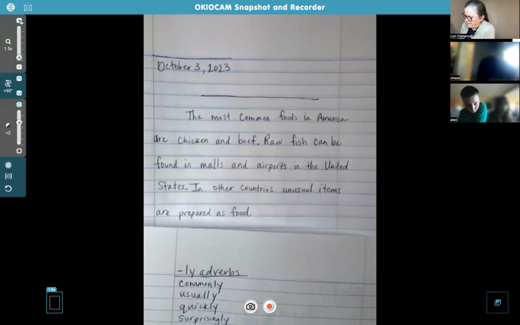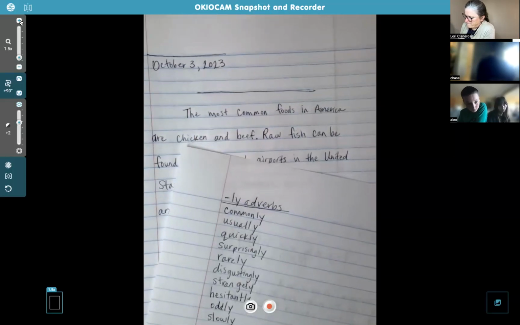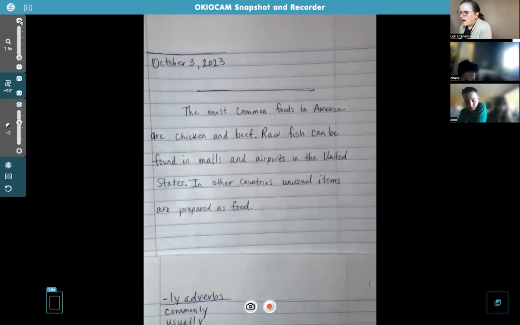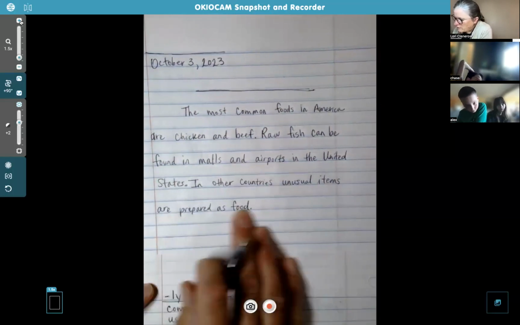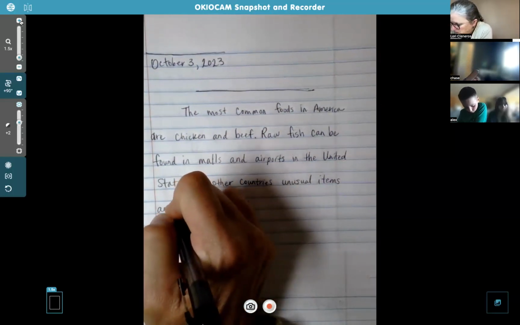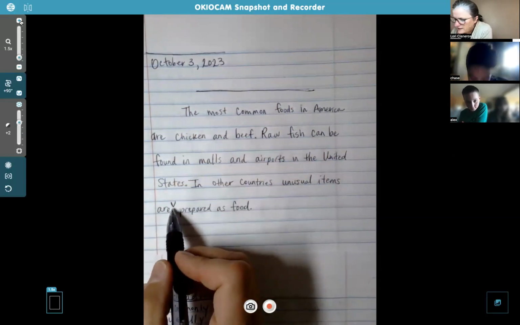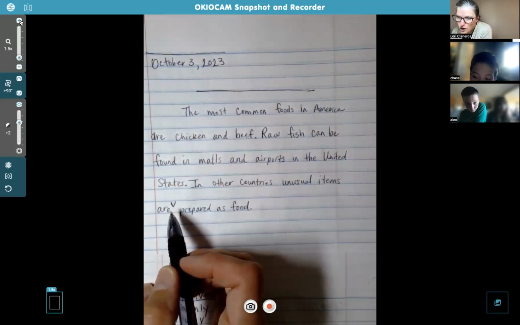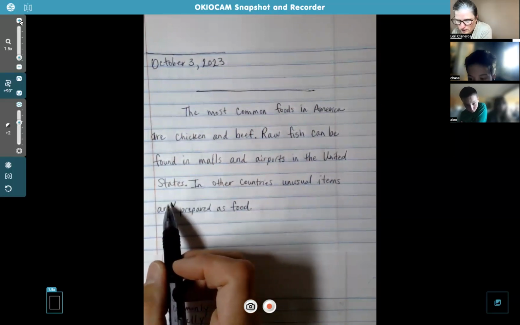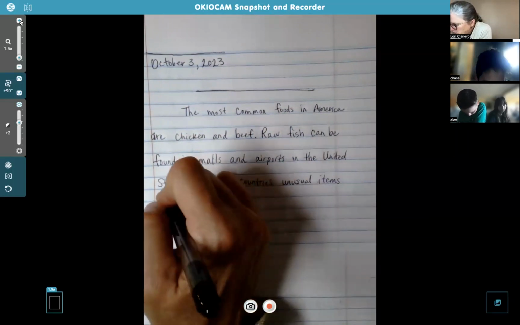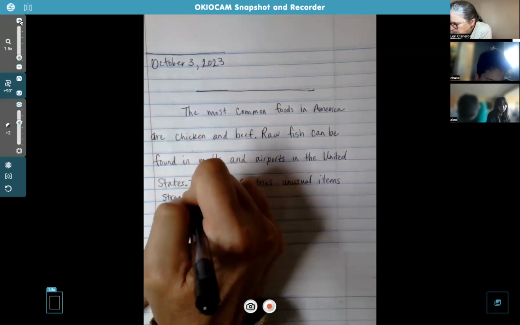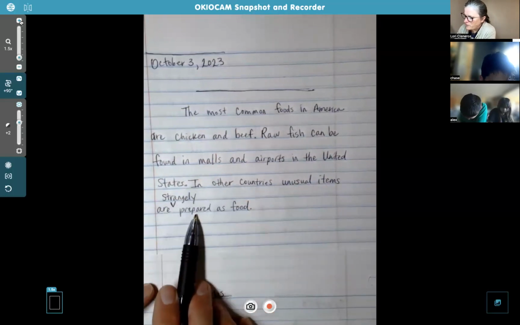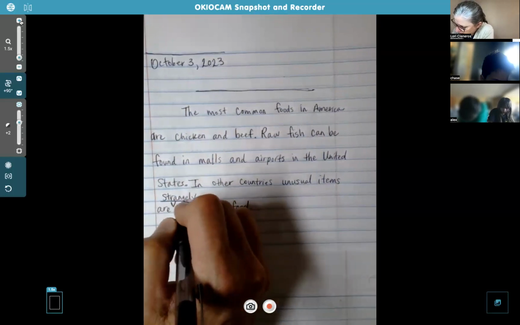Are strangely prepared. I agree with that. So if you were handwriting, which I know later you're going to type this symbol right here, it looks like a V. It's actually called a caret, not a carrot you eat, but a C-A-R-E-T. It's a symbol, meaning you're going to add something here. And I do like that word strangely. I think that fits nicely there. So now it says, in other countries, unusual items are strangely prepared as food. And you can underline that word strangely.